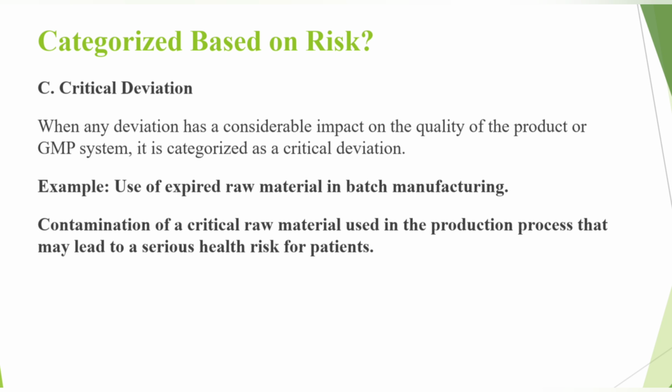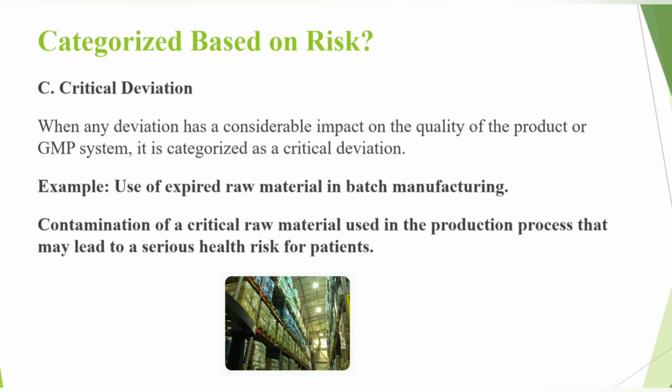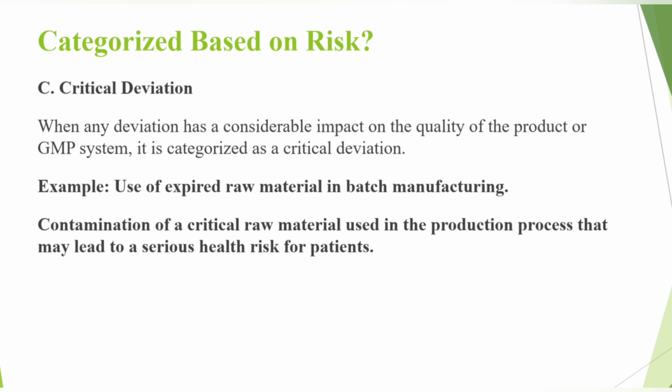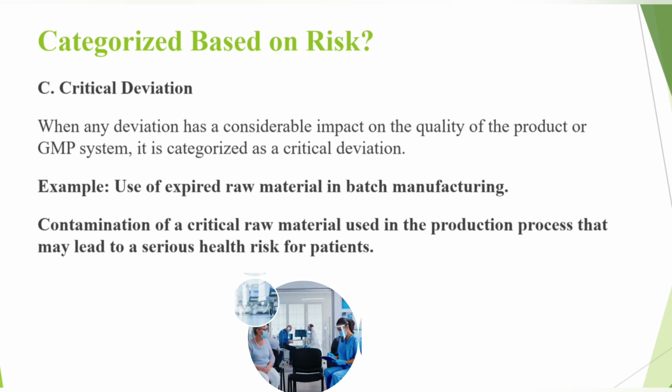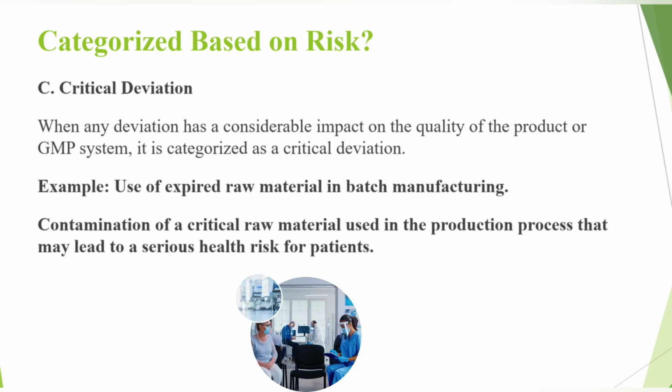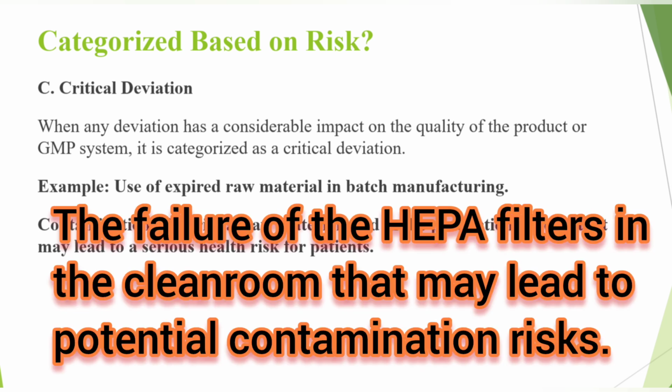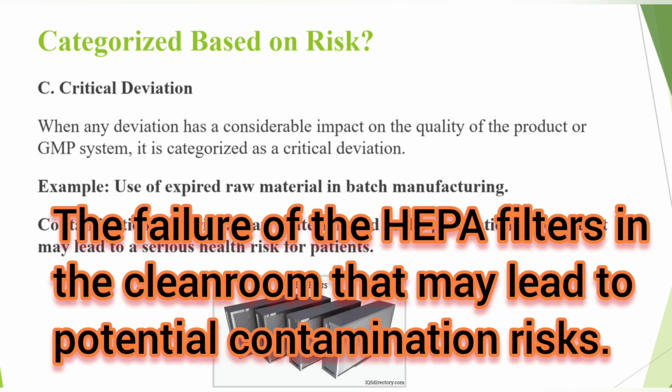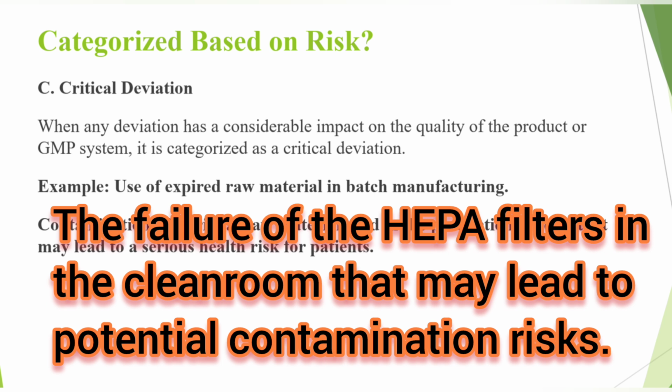Third one, critical deviation. When any deviation has a severe impact on the quality of the product or the GMP system, it is categorized as a critical deviation. For example, use of expired raw material in batch manufacturing. Contamination of critical raw material used in the production process that may lead to serious health risk for patients. Another example, the failure of a HEPA filter in a clean room, which is a potential contamination risk.